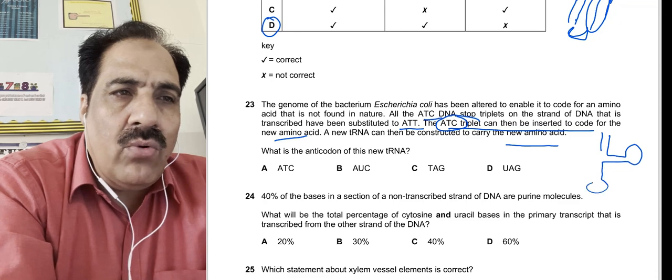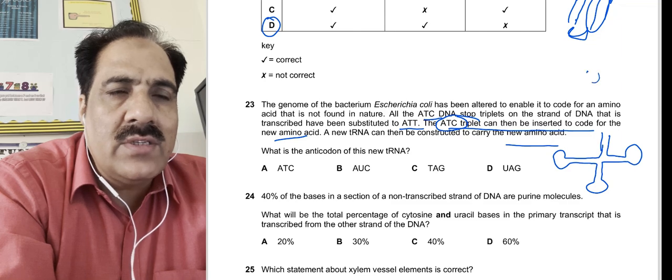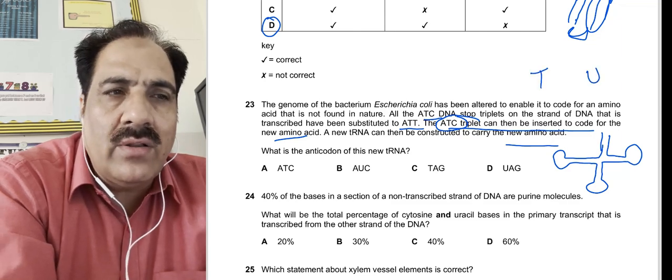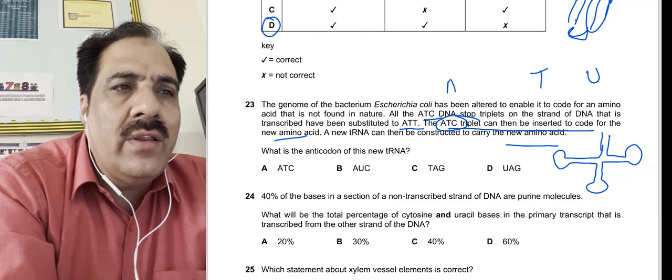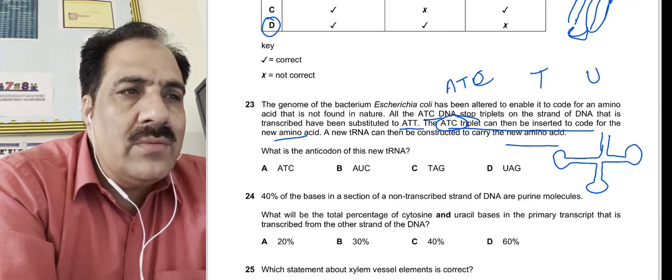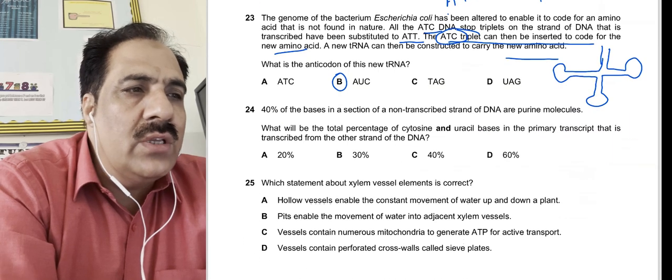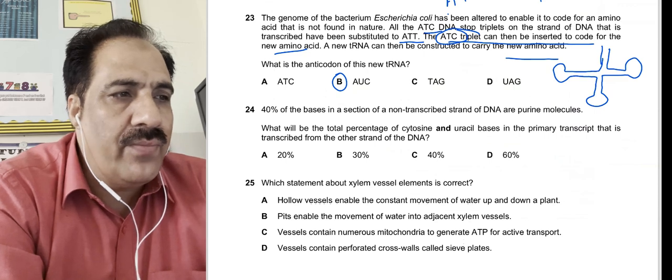We know the anticodon on a transfer RNA has the same sequence as that of the DNA, except that on the RNA we will have U, on DNA we will have T. So if it is ATC, the anticodon will be AUC. So B is the correct option.